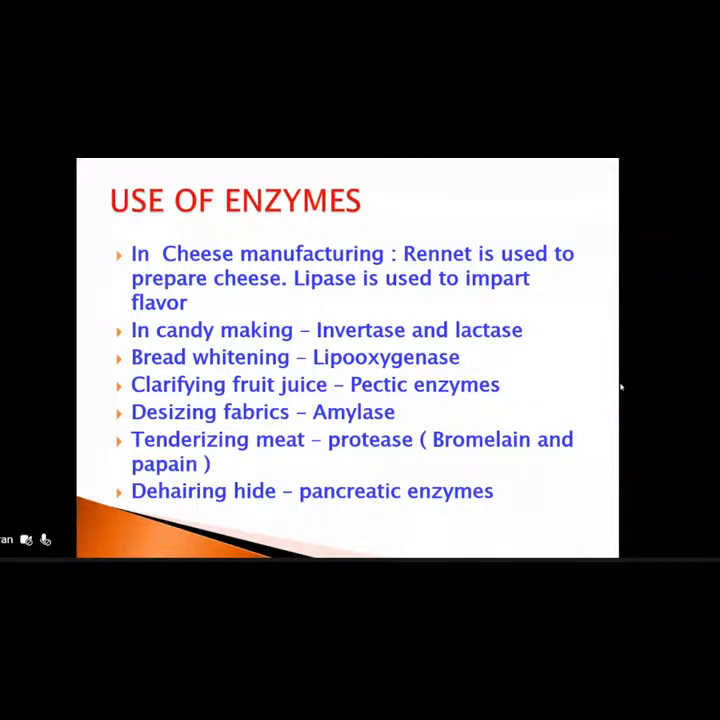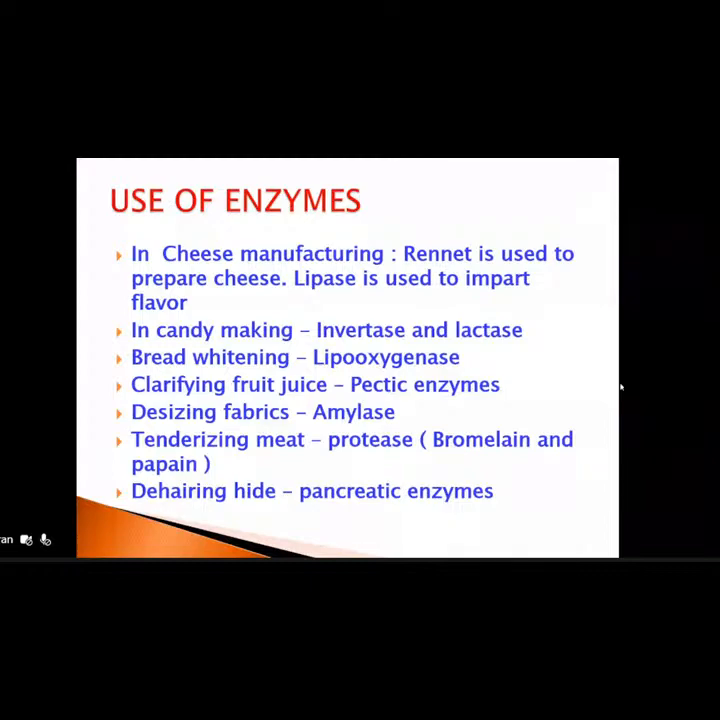In cheese manufacturing, apart from rennet, we can use lipase also, right, to impart flavor. And in candy making, invertase and lactase are used in candy. It is for sweet making, and to produce white colored bread, right? So bread whitening, right? Bread whitening can be obtained by using the lipoxygenase enzyme.